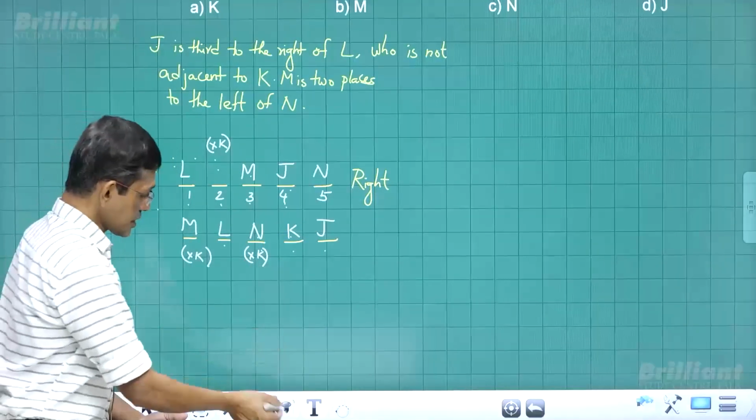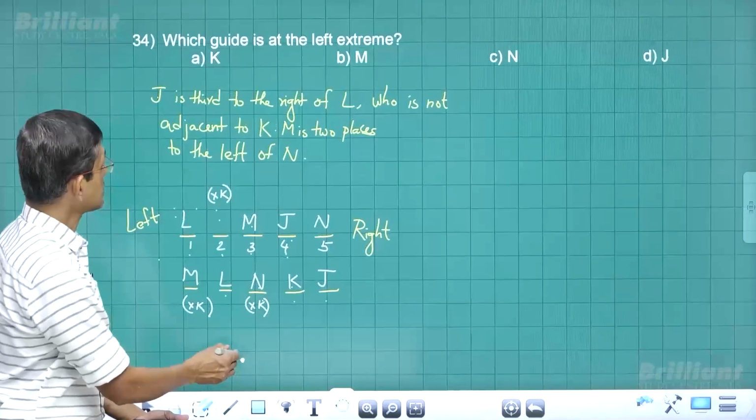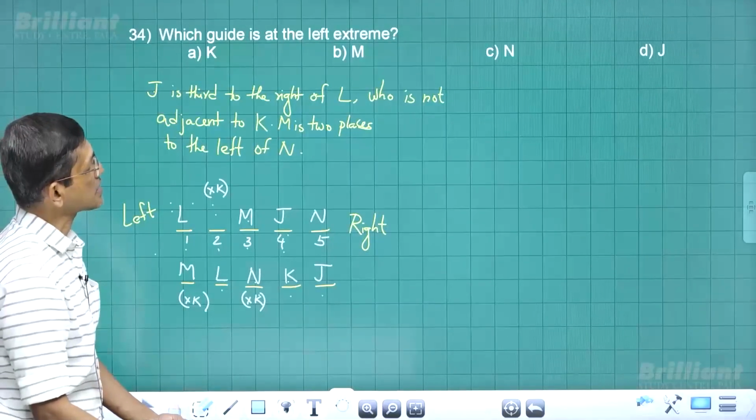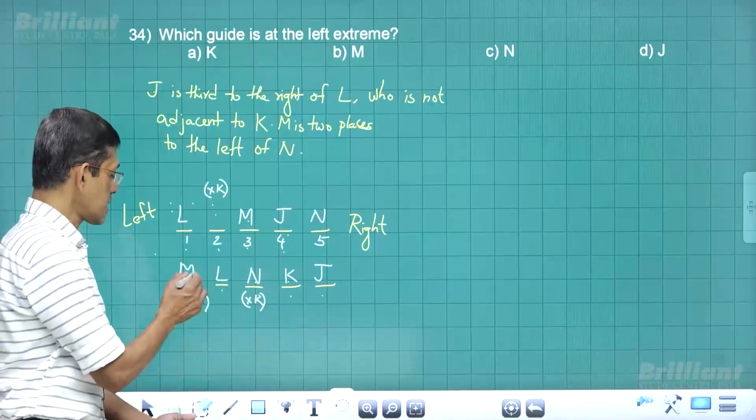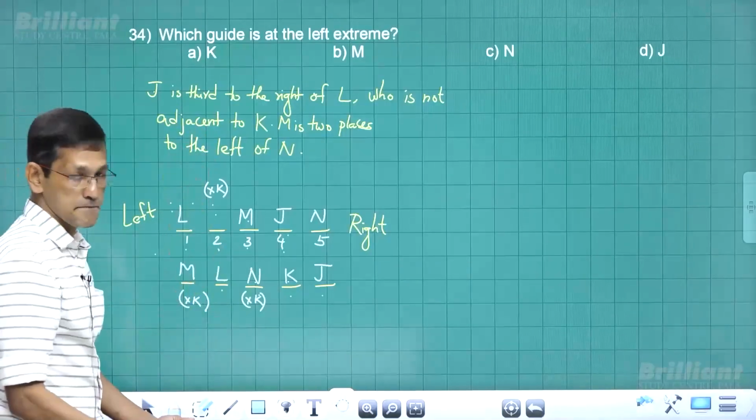And now what is the question? Look at the question, 34. Which guide is at the left extreme? So left extreme, M. So the answer is M.